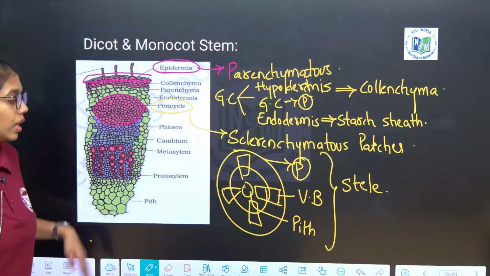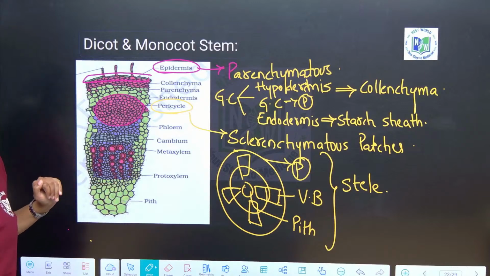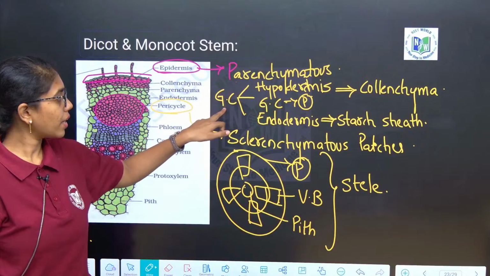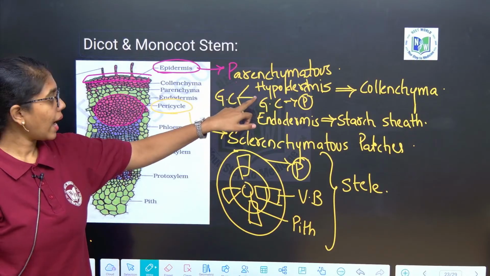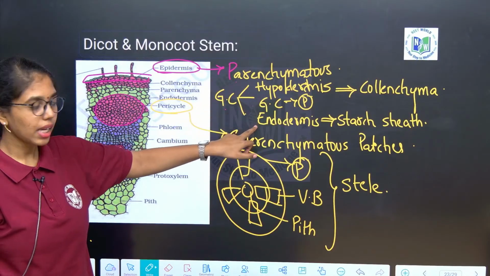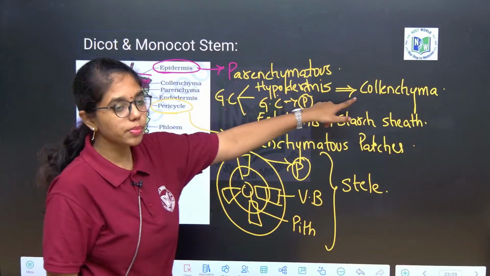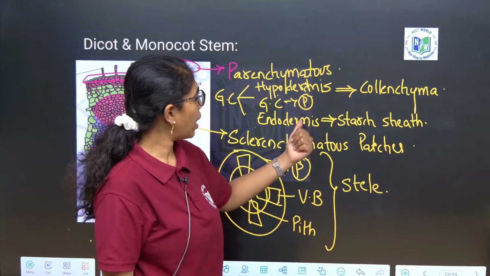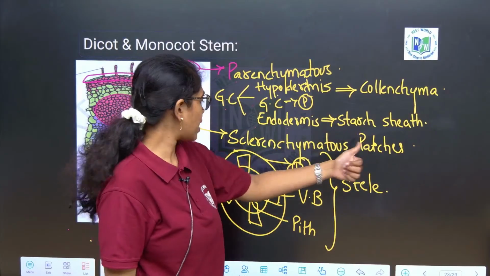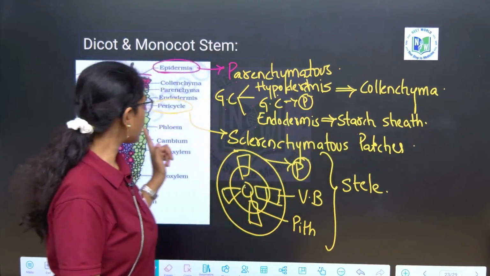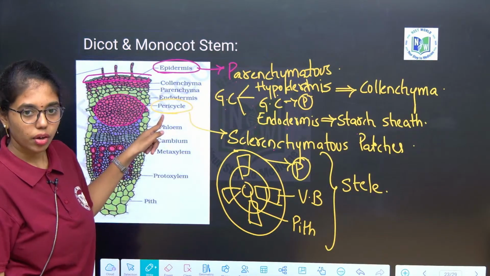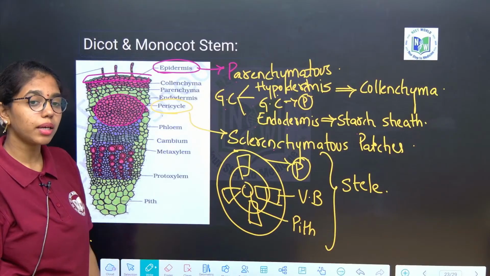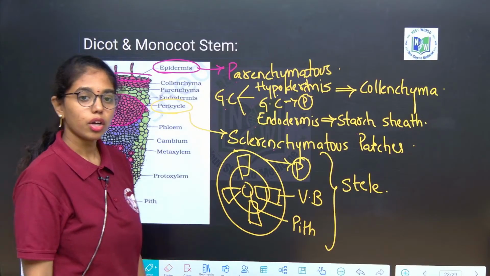Fine. So the tissue composition is clear to you, right? Epidermis is composed of what? General cortex is composed of hypodermis, general cortex, endodermis. Hypodermis is made up of collenchyma, general cortex is parenchyma. Endodermis is having starch sheath. Sclerenchymatous patches you see in the pericycle. And what type of vascular bundle arrangement do you see in a dicot stem? Conjoint, open, collateral.